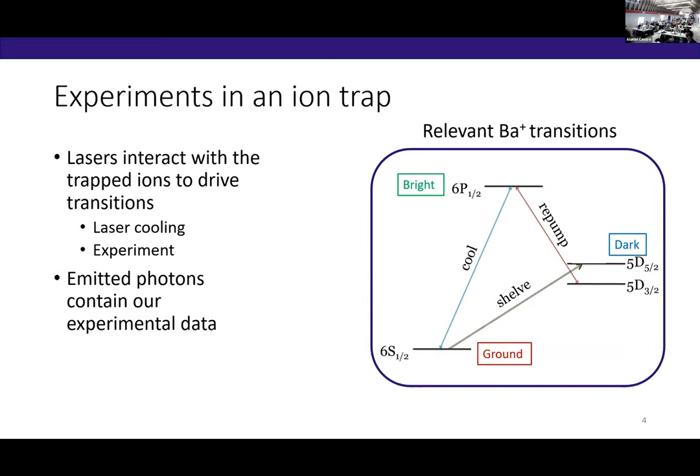So when you're doing experiments in an ion trap, it should surprise no one here to learn that we use lasers to drive our transitions to gather our data and do these experiments. Most of our experiments are done with barium ions, and I have a diagram of our relevant energy transitions here. We need to laser cool our ions to keep them in the trap. Our cooling transition is this 493 right here. These are also the photons whose fluorescence we will collect to get the data on our experiments.